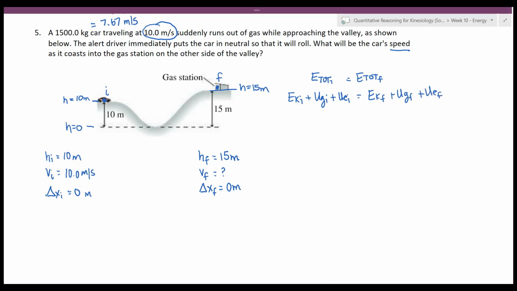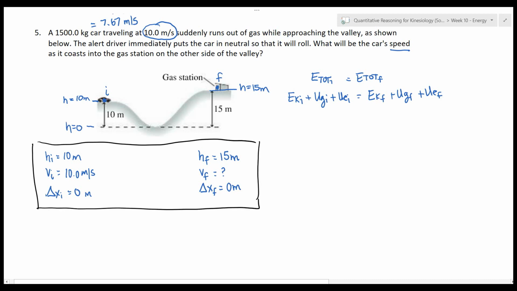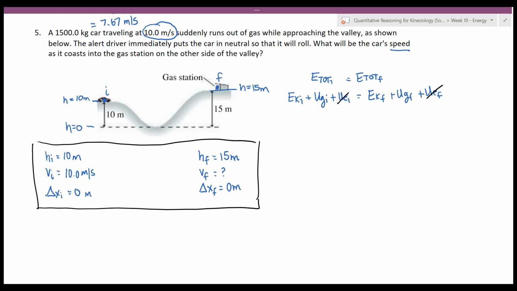And now before we start subbing in values, what would be nice is if we just took a look at all the values that we know over here, and anything that has a 0 associated with it would just cancel that term out completely. So delta x initial is 0, so that means UE initial, which equals 1/2 k delta x squared, anything times 0 is 0, so that would just go away. And likewise, UE final would also be 0 because the delta x final is 0. And that just simplifies our question a little bit, so we don't have to worry about subbing in that equation.